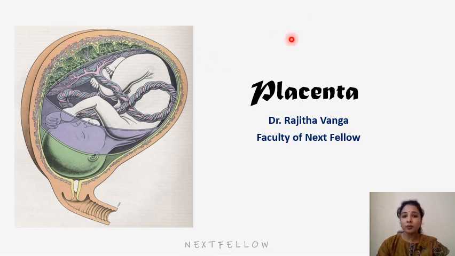So the placenta provides the exchange of gases, nutrients and metabolic waste products between the mother and the embryo. So one thing to be noted is that the placenta is the only organ in the body that develops from two different individuals. That is chorion from the fetus and the decidua basalis from the mother. That is the endometrium of the mother.